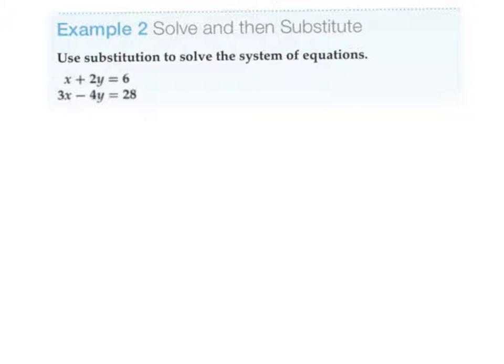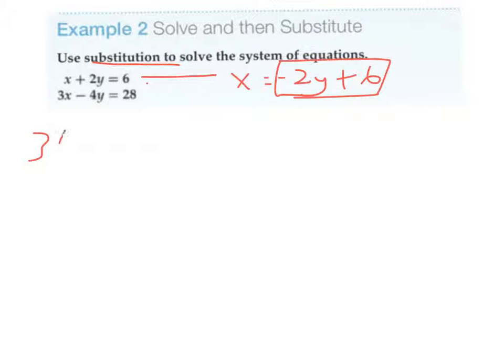Sometimes to use the substitution, we have to put a letter by itself. So if I take this equation and move the 2y over, it becomes a negative. I now have a letter by itself that I could substitute for the letter x. So if I look over here, I'm going to put that in for the x. Once I put it in for the x, this is what it looks like.